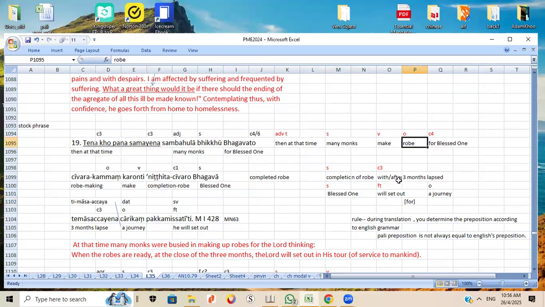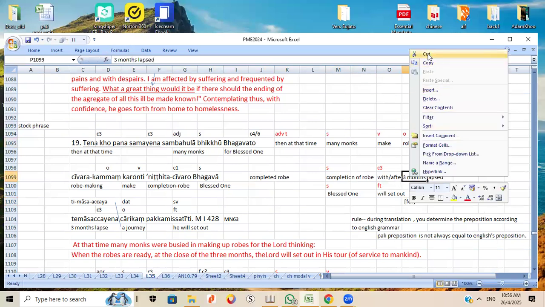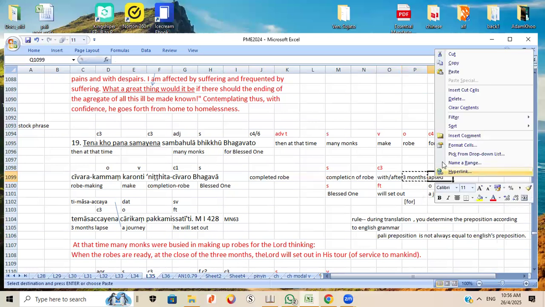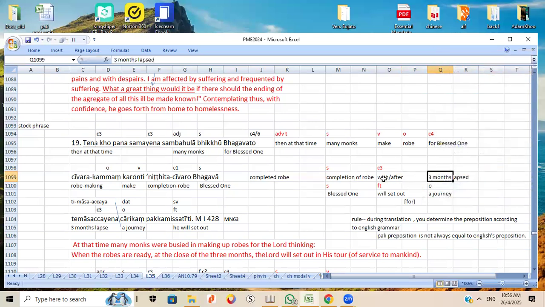Like this one also I determine "after", instead of which I use "after". So this is also I determine. I want to highlight this so that you are more at ease with the translation. Otherwise, you will ask why I use the wrong preposition. So during the translation, you determine according to English grammar. Pali prepositions are not always equal to English prepositions.